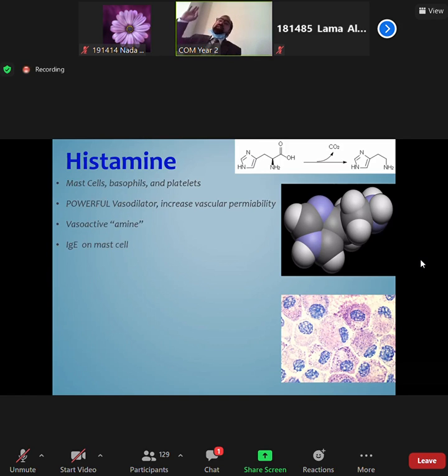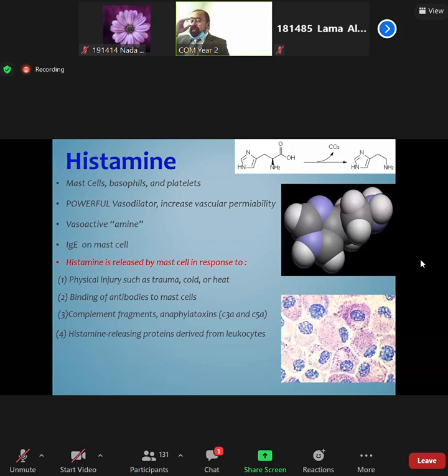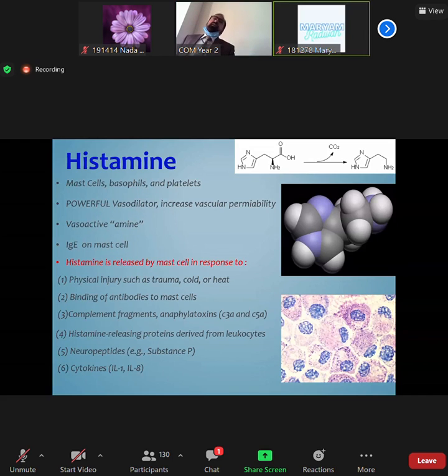When IgE attaches to the mast cells, they degranulate and cause secretion of histamine. There are many other stimuli which make the mast cell release histamine: physical injury like trauma, cold, or heat; binding of antibody to the mast cell Fc fragment, which also causes degranulation; complement fragments like anaphylatoxins C3a and C5a, which we discussed earlier; histamine-releasing proteins derived from leukocytes; neuropeptides like substance P; and cytokines like interleukin 1 and 8.